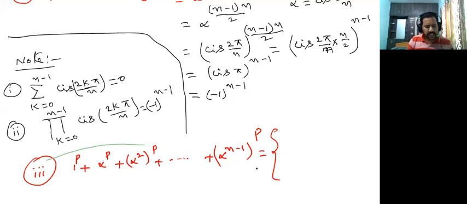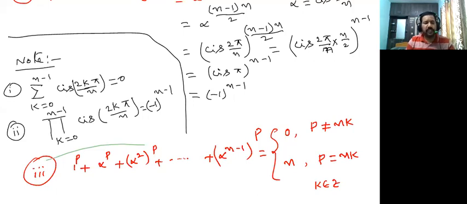Theoretically we will say that the sum of pth power of nth roots of unity is 0 when p is not a multiple of n. The answer is n if p is a multiple of n, p = nk, where k is an integer, k belongs to Z. Remember it.